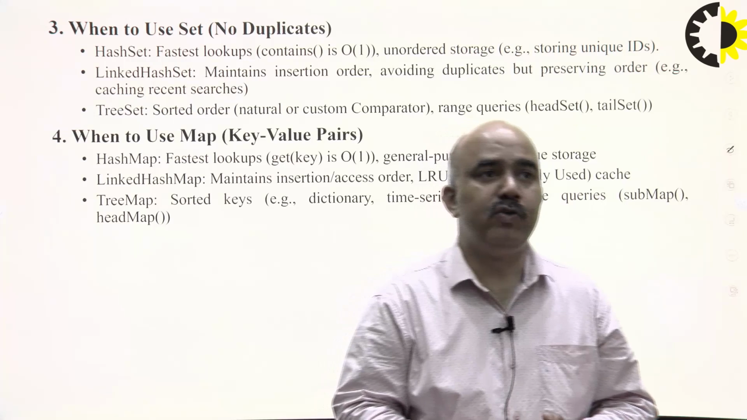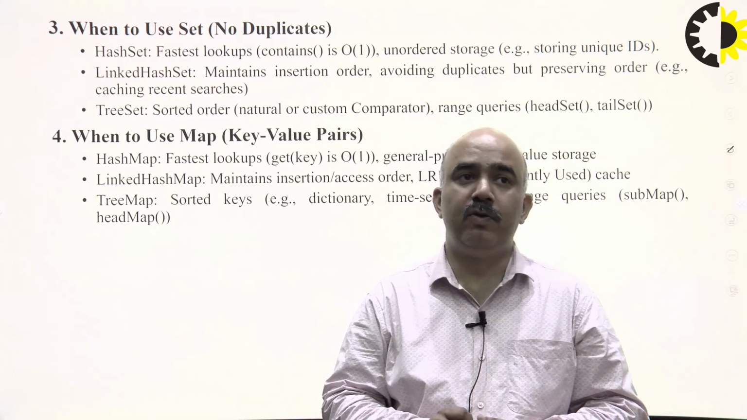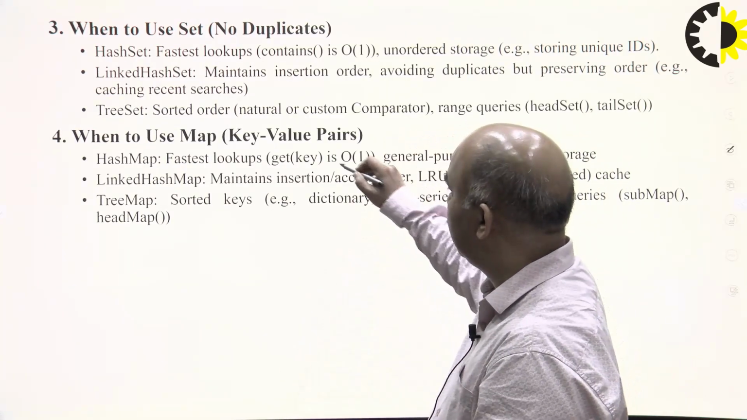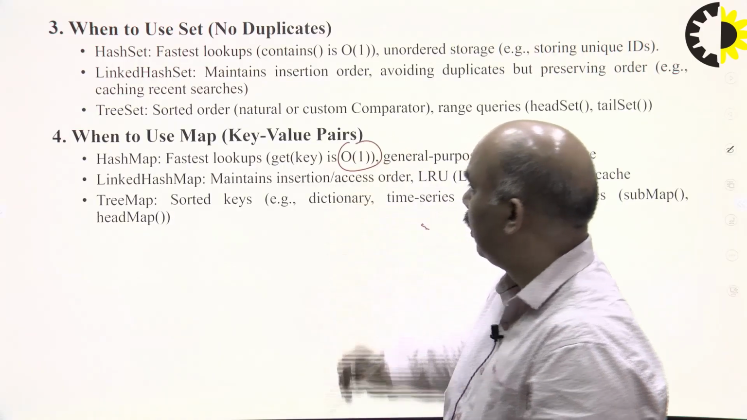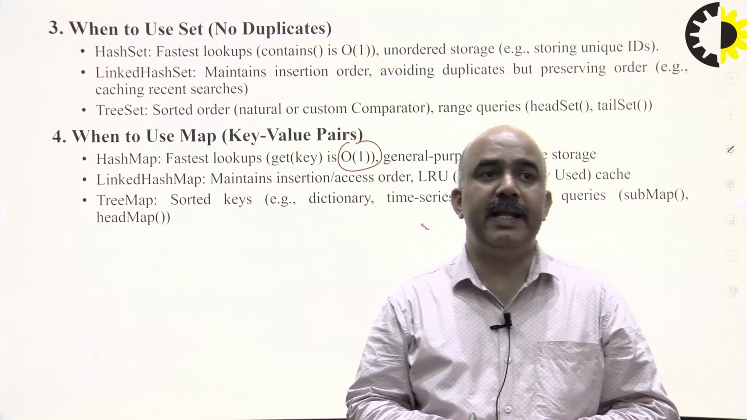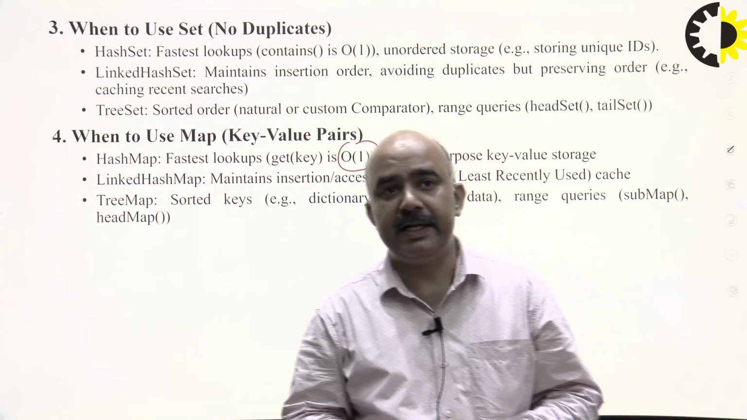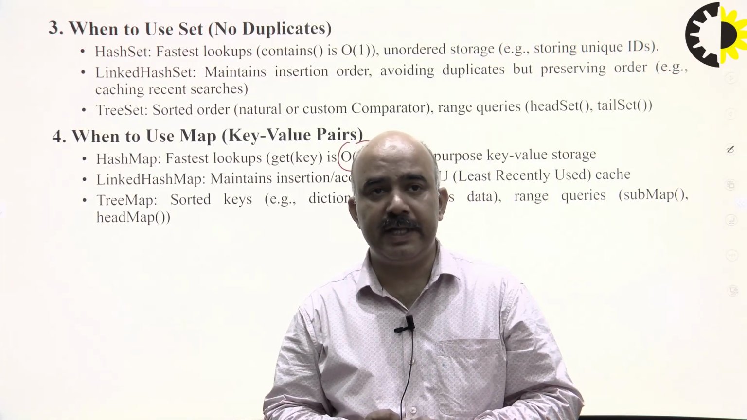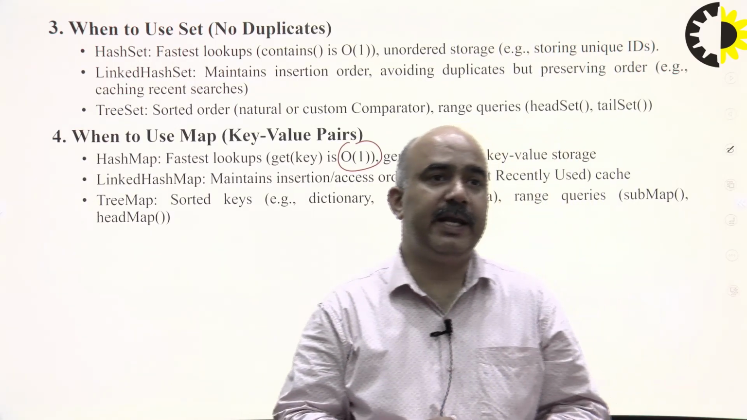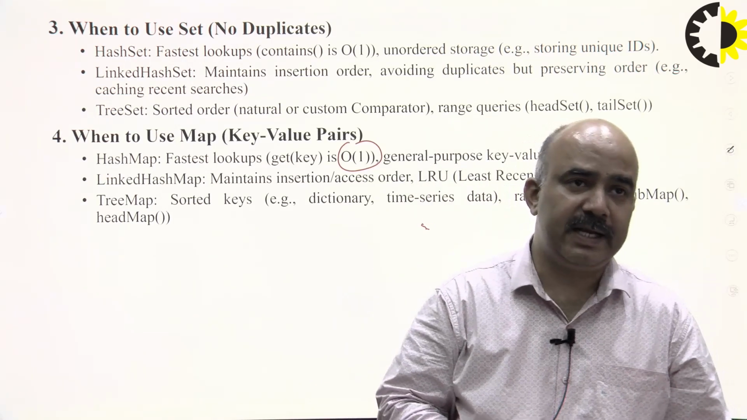Another is when to use a map, where key-value pairs are used. For the fastest lookup for general purpose, we use hash map, where get by key is O(1). With a linked hash map, we maintain the insertion order, for example in an LRU, least recently used cache, used in operating systems. Tree map keeps sorted keys, for example a dictionary or time series data.